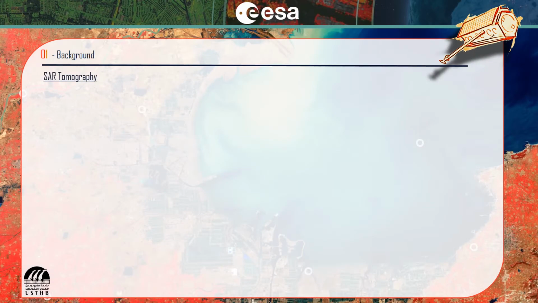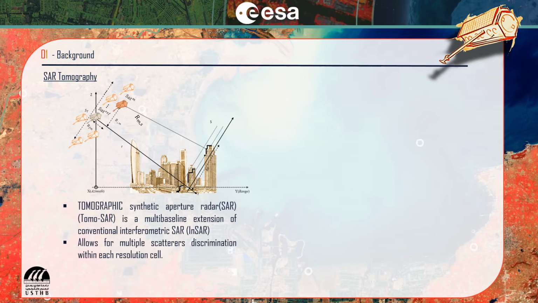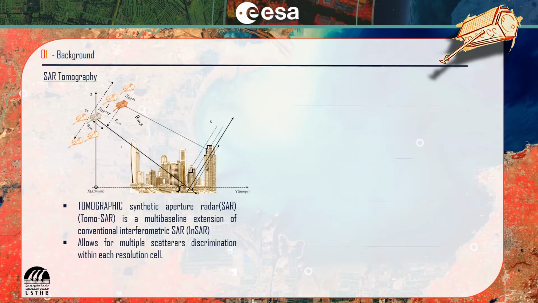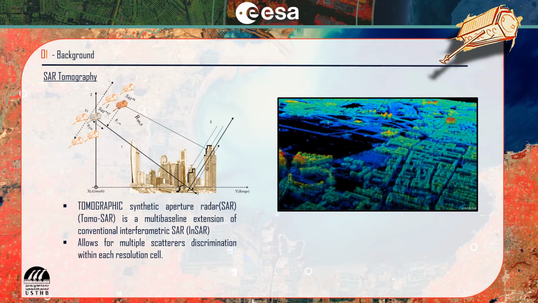SAR tomography is a new technique used for Earth monitoring and reconstruction of 3D representation of the Earth. It uses multiple SAR images from different view angles to synthesize an aperture along the elevation direction. This technique can be considered as an extension of conventional interferometric SAR that allows for multiple scatterers discrimination within each resolution cell. By taking the product of the interferometric SAR, taking off the phase related to the flat Earth and compensating the atmospheric phase delay, we end up with a set of complex interferograms that can be used to estimate the 3D profile of reflectivity along the elevation direction.